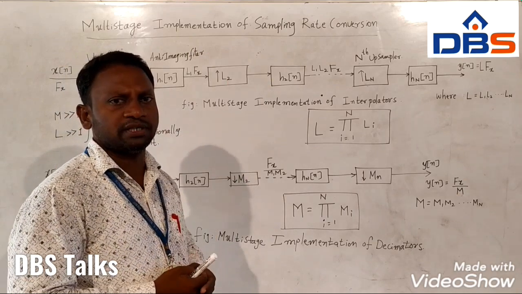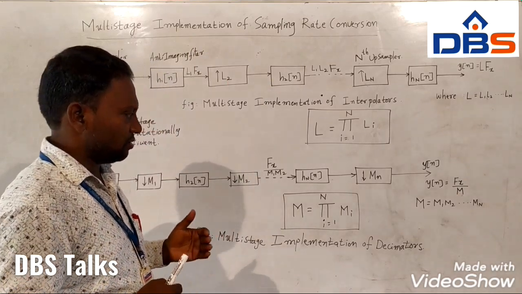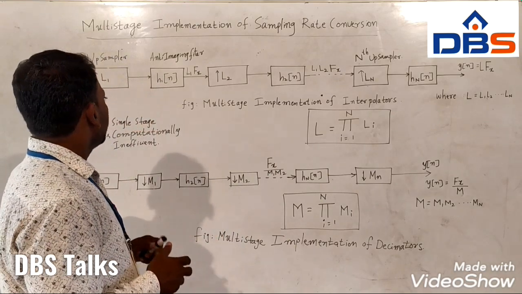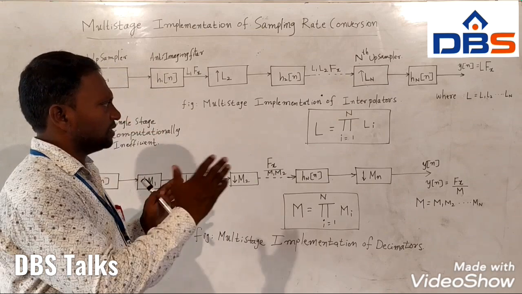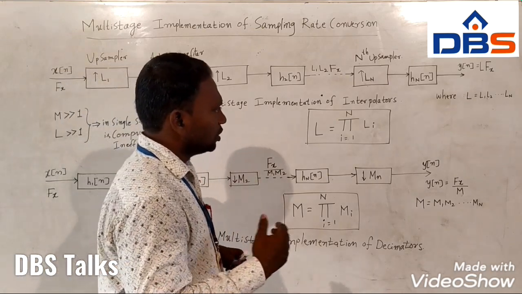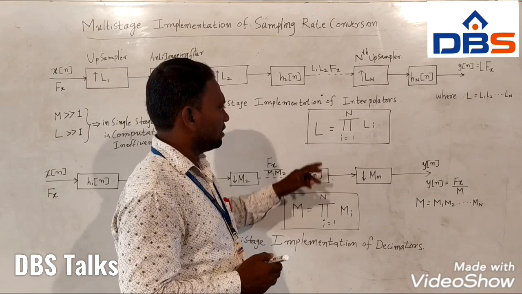After that, the sequence is passed through the final filter, Hn of n, where capital N indicates the number of stages in the filter and the number of filters. All of these are anti-imaging filters. Finally, you see the final output y of n.